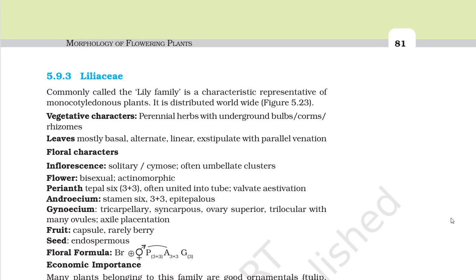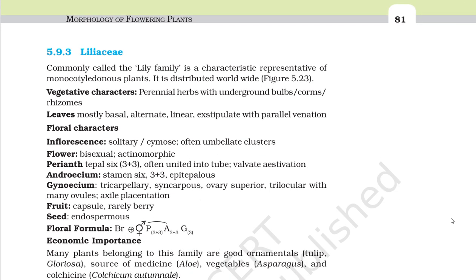Liliaceae, commonly called the lily family, is a characteristic representative of monocotyledonous plants. It is distributed worldwide. Vegetative characters: perennial herbs with underground bulbs, corms, rhizomes. Leaves mostly basal, alternate, linear, exstipulate with parallel venation.